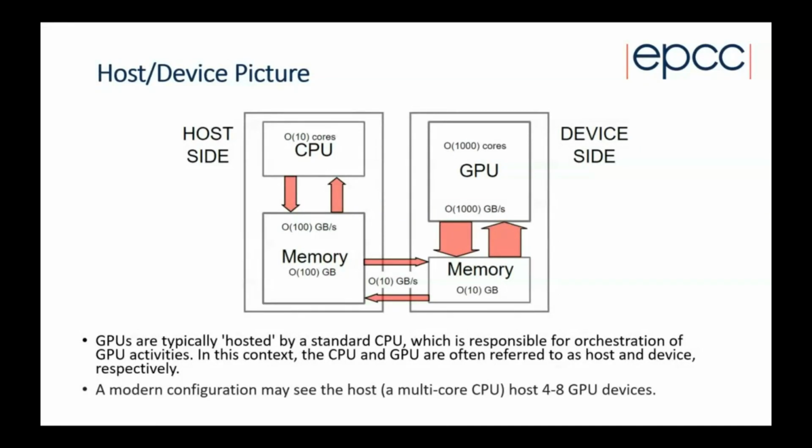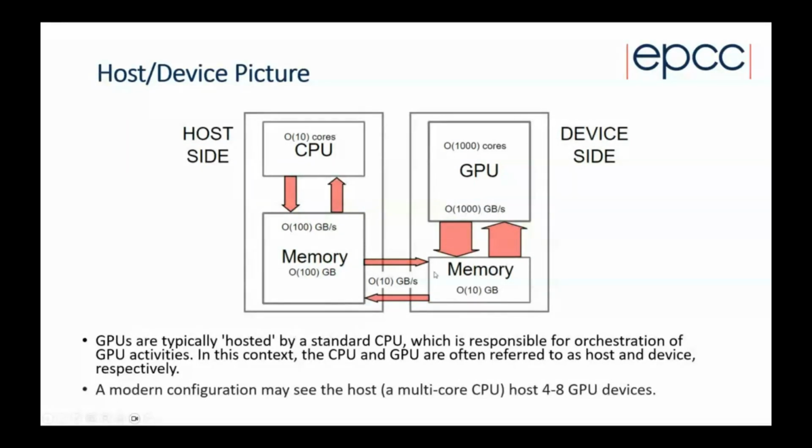We also have this picture of host and device to try and bring this all together. We have a CPU on the host side with order tens of cores, 128 cores on Archer 2, for example. I'm pretty sure on our MI210 nodes, we only have something on the order of tens. We have some memory, capacity order of 100 gigabytes, and bandwidth order of 100 gigabytes. We have some transfer between, okay, let's talk about the device side. We have a GPU which has order of thousands of cores and memory bandwidth of thousands of gigabits per second, but we have a very small capacity, order of tens of gigabytes.